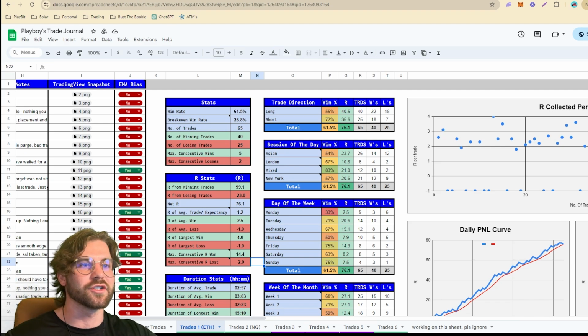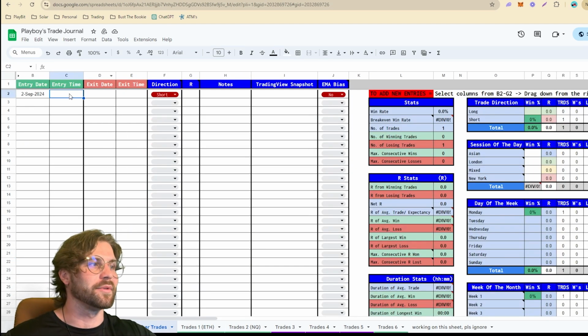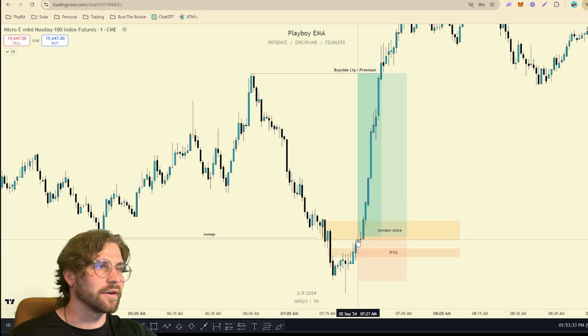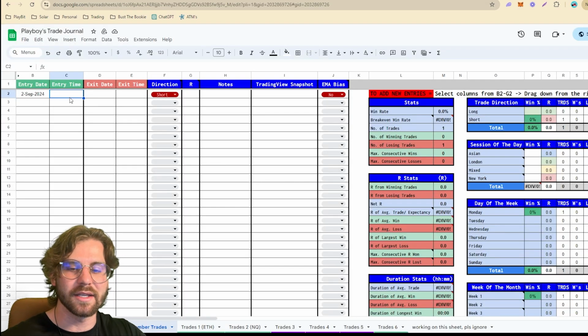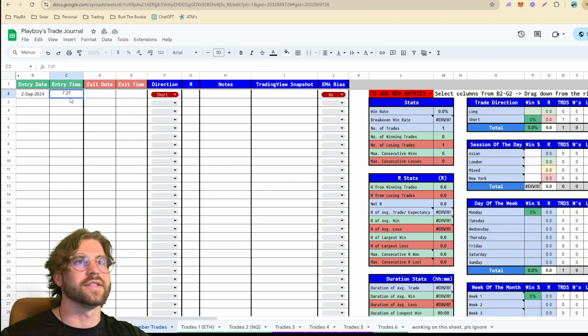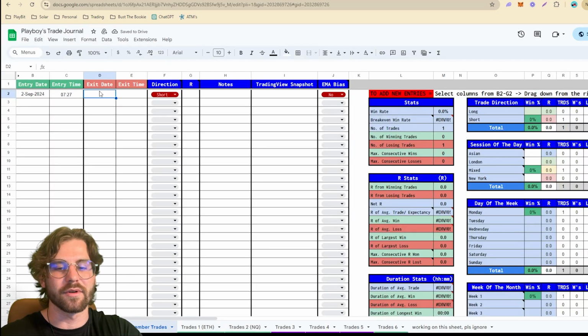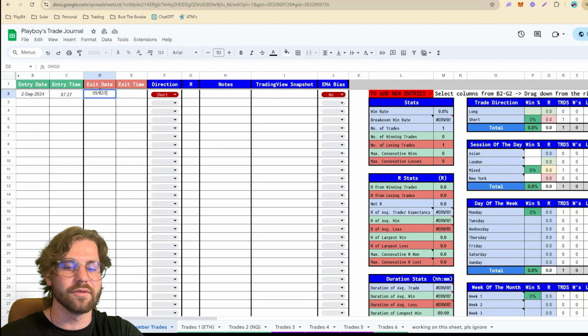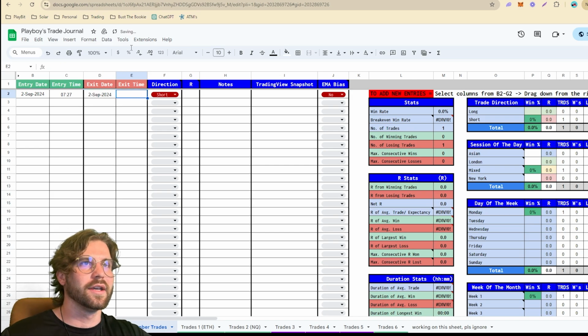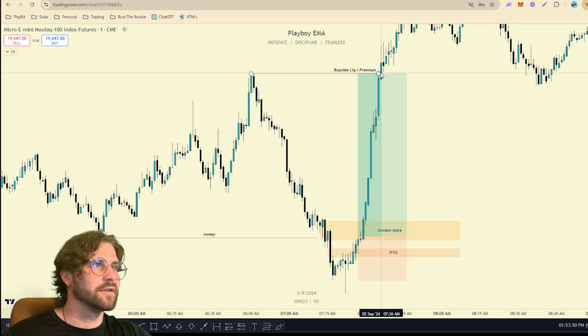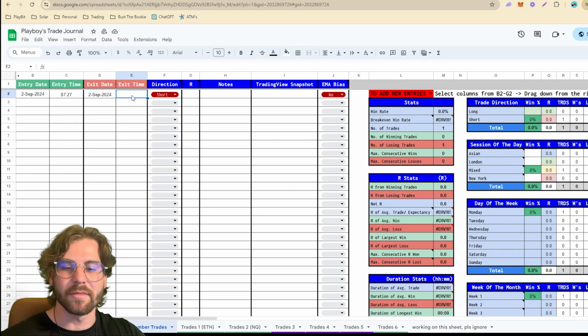So let's get into actually filling everything out and show you what populates. Entry date, and then our entry time is going to be at our CMP market at 7:27 a.m. This is all for PST. Exit date is going to be the exact same day, so we're going for 09/02/2024. Exit time will be when our TP was closed out, which looks like 7:36 a.m. So about a 10-minute trade here.